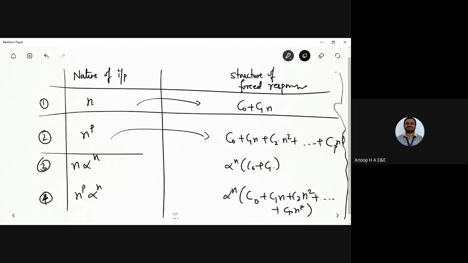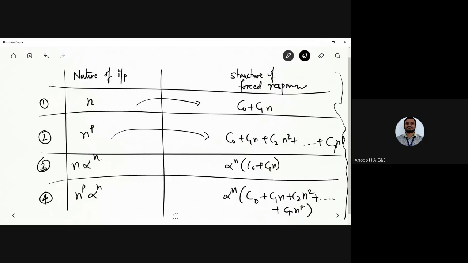So for n times alpha power n, I'll be having alpha power n multiplied with C naught plus C1 n to make it into consideration. For n power p alpha power n, I'll be having alpha power n multiplied with C naught plus C1 n plus C2 n squared plus up to a point where you will be having plus Cp n power p.